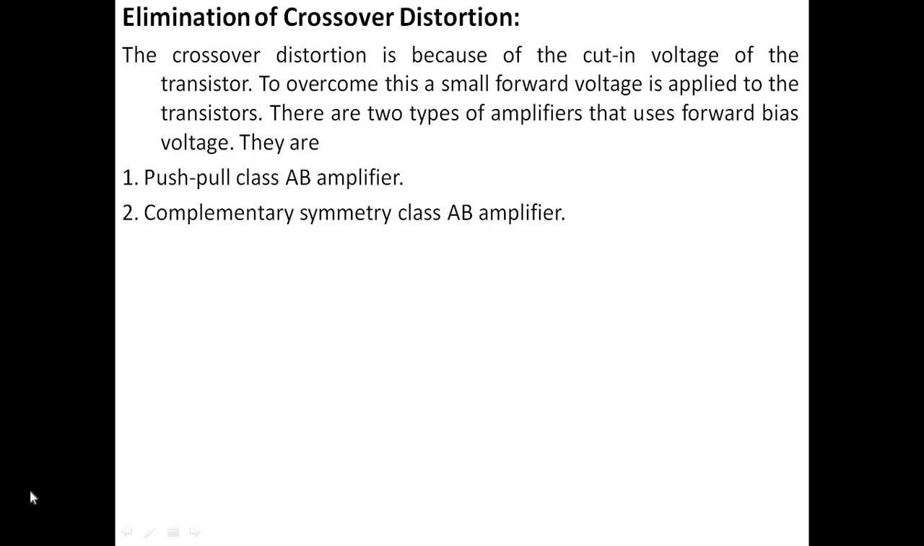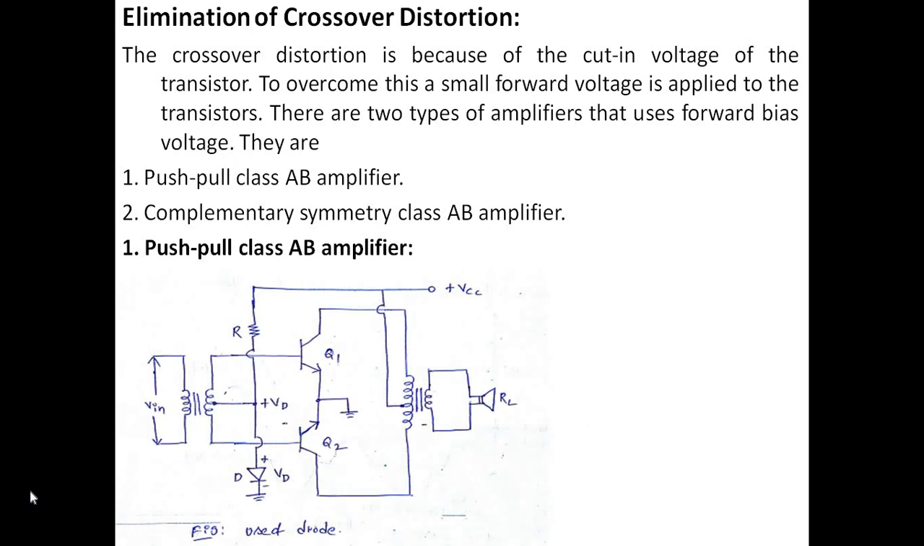Now in these class AB power amplifiers, again we will discuss two types. One is the push-pull class AB amplifier, and the second one is the complementary symmetry class AB amplifier. Again these two amplifiers are named similar to our class B. The reason is that in class B you need to avoid the crossover distortion, and that can be compensated with the help of an external bias voltage.